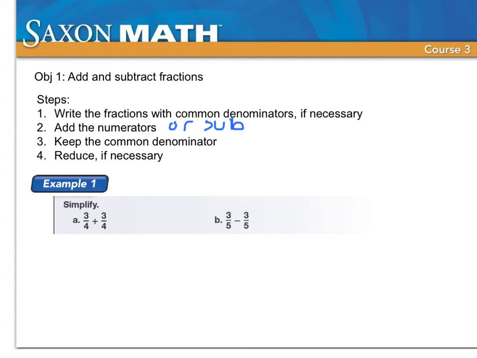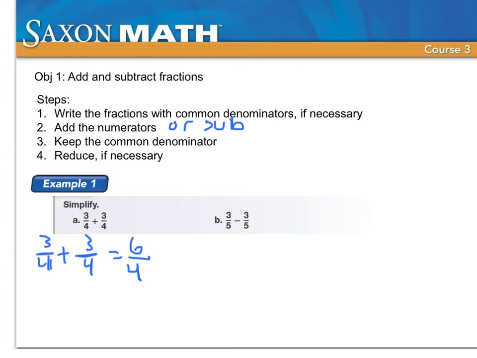Okay, so here we go. Let's go ahead and do the first one. We're going to do 3/4 plus 3/4. Step 1 is to write the fractions with the common denominator if we need to, but we've already got a common denominator of 4, so we can skip that step. Step 2 is to add the numerators, the top numbers. 3 plus 3 is 6. Again, numerator means top number. That should be review. Step 3 says to keep the common denominator, so my common denominator of 4 stays as the denominator when I add fractions.